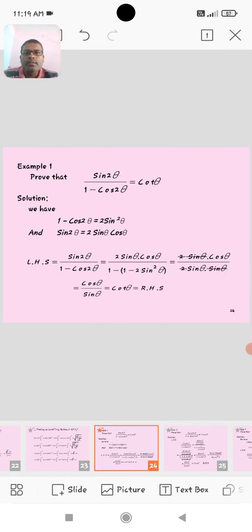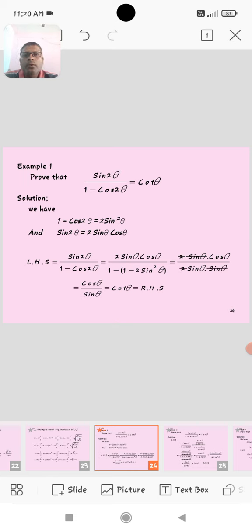Now we see the example, an important problem. Prove that sin 2 theta divided by 1 minus cos 2 theta is equal to cot theta.